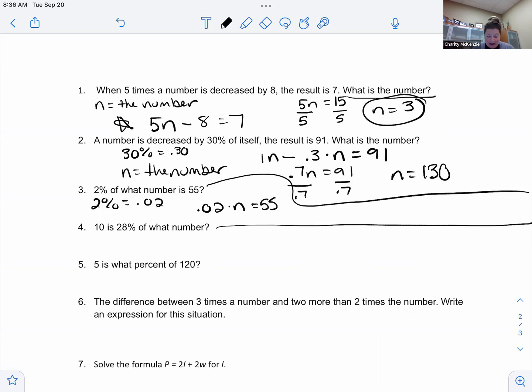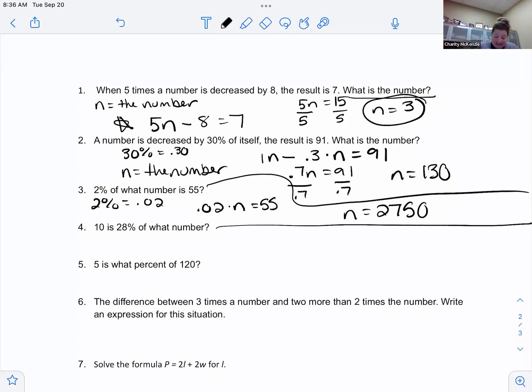Okay, so then I see 0.02 times n, so I'm going to divide 55 by 0.02, and I get a big old number of 2,750. So 2% of 2,750 is 55. You know, 2% is a pretty small percent, so it's going to have to be a big number. And you could double check by taking your big number, 2,750, times 0.02. Do you get back to 55? Yes. You can always check your work a little bit.